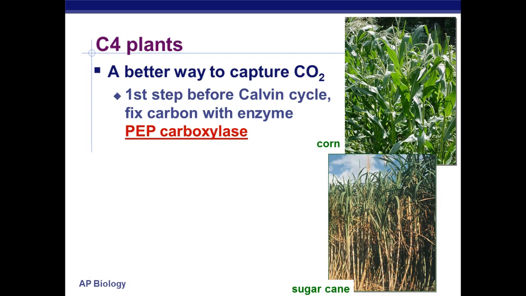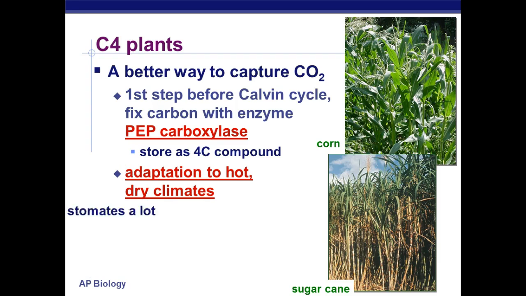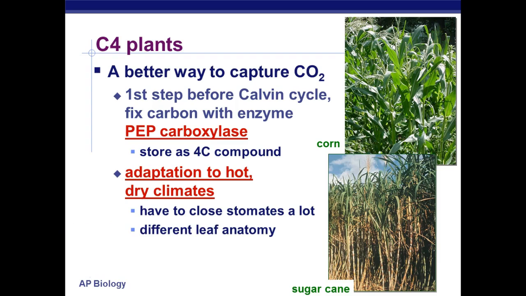The first step in the C4 pathway for doing the Calvin cycle is to take the carbon dioxide through your stomata and store it as a 4-carbon compound using that enzyme PEP carboxylase. Now, PEP carboxylase is definitely adapted to hotter, drier climates. Even if the stomata close, the PEP carboxylase will not use oxygen to do this carbon fixation step. It will only do it with carbon dioxide in the leaf.